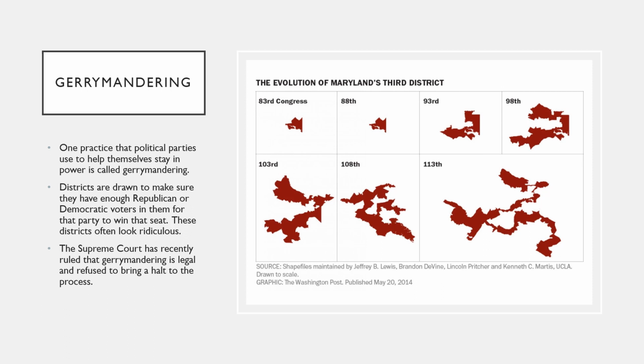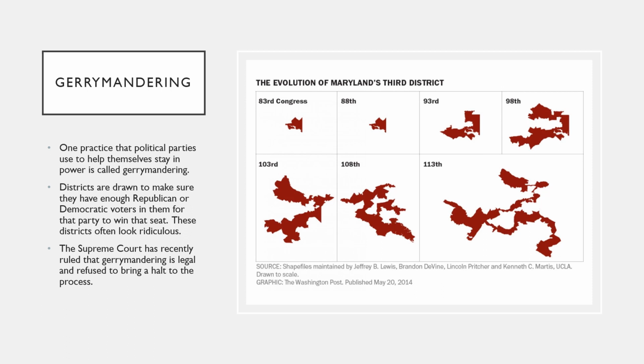There was a recent Supreme Court decision where the court was asked to overturn the practice of gerrymandering, and they refused to do so. In a 5-4 decision, the Supreme Court said that it's up to Congress how to draw district lines, and if they want to draw them weird, they're welcome to do so.